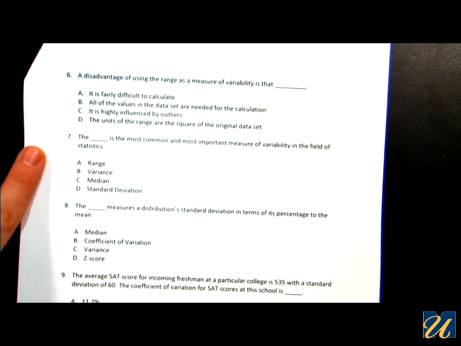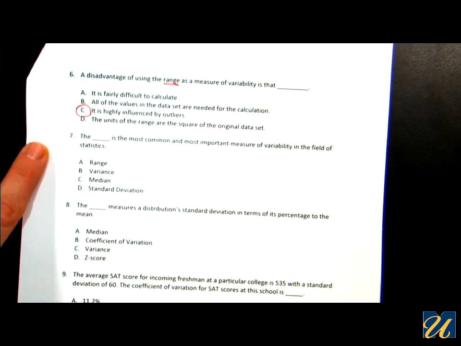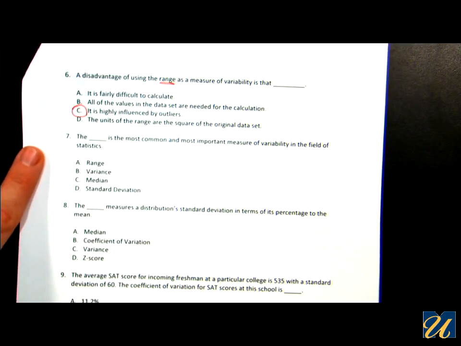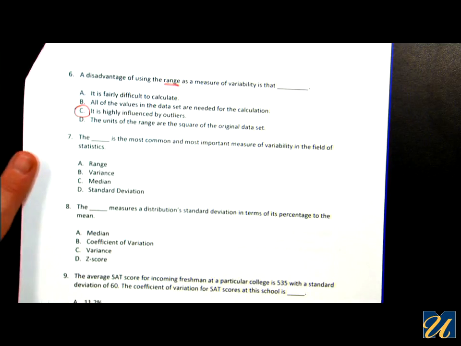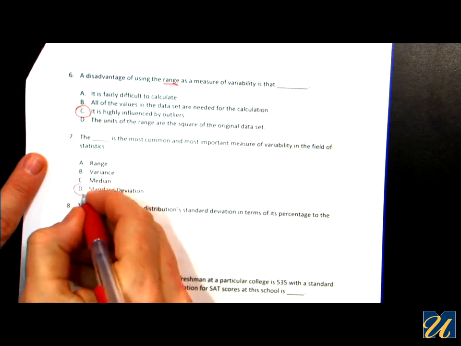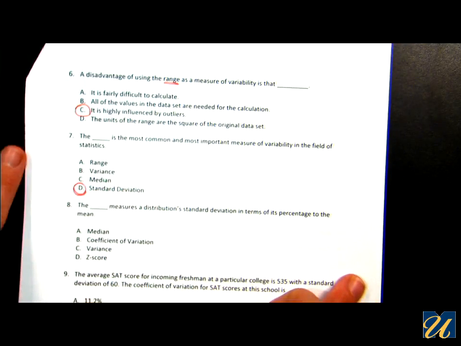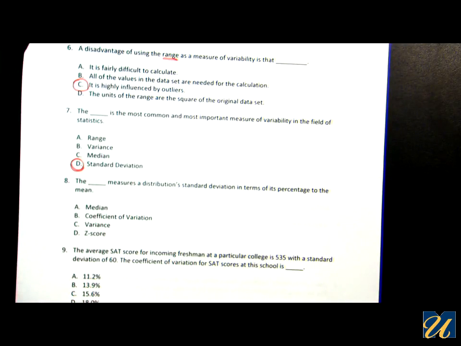A disadvantage of using the range as a measure of variability is that it is highly influenced by outliers. This is the most important disadvantage of the range, because it's simply the difference between two numbers, and if one of these two numbers is an outlier, this can greatly impact the output of the data set. What is the most common and most important measure of variability in the field of statistics? This would be the standard deviation. We consistently use the standard deviation to compare and analyze data sets.